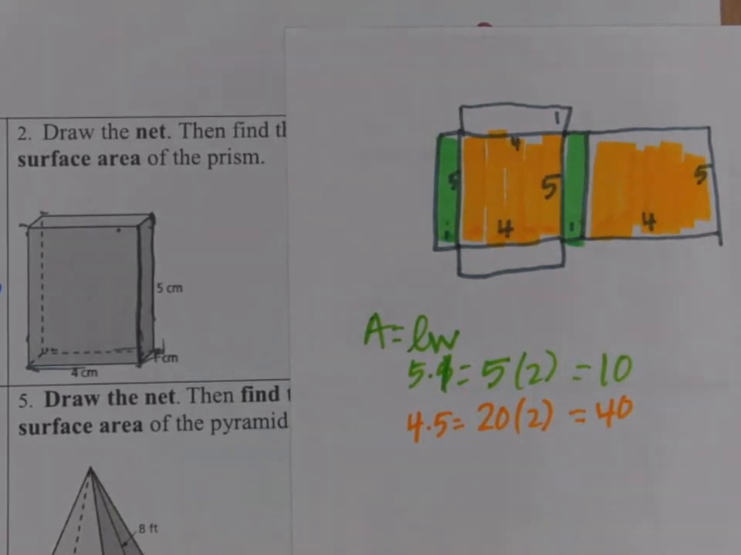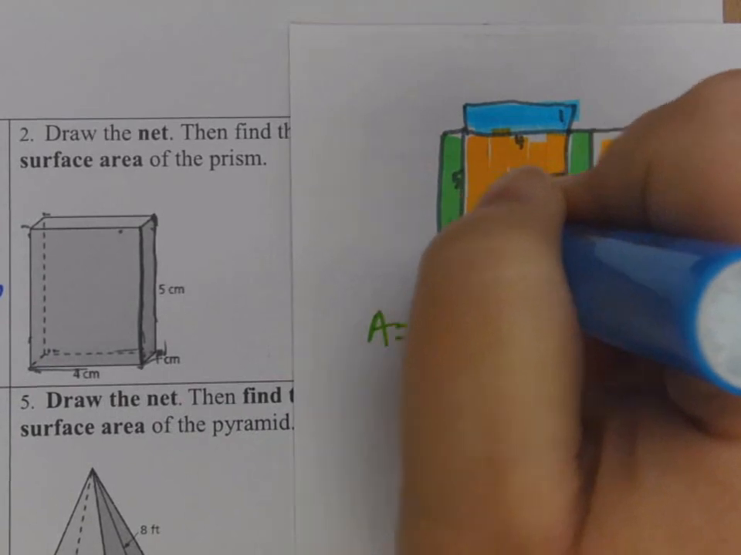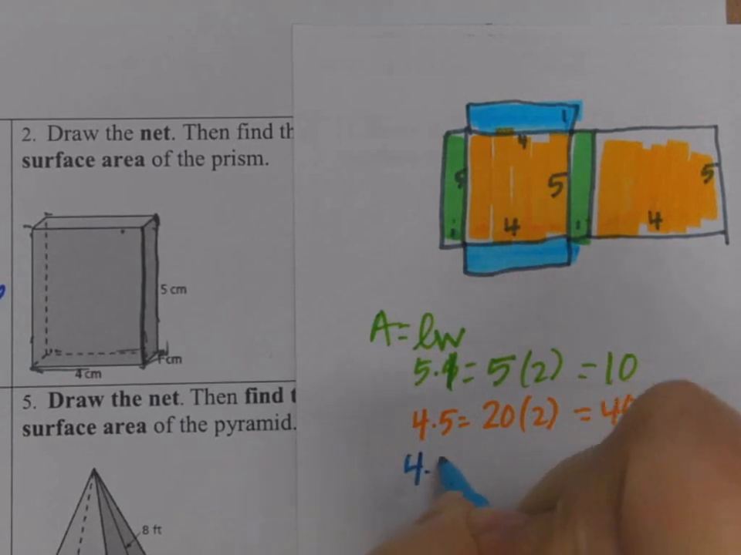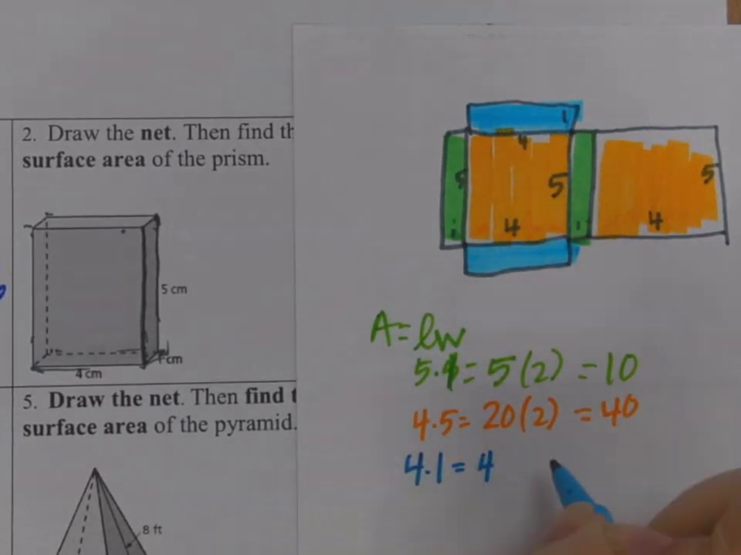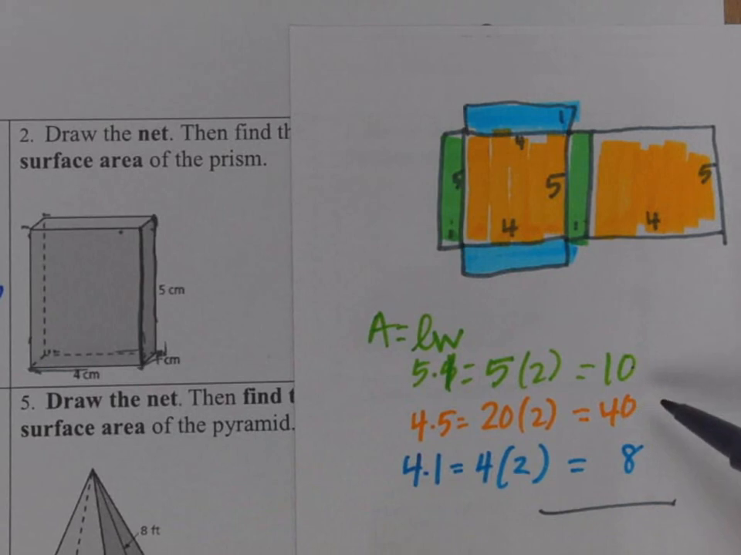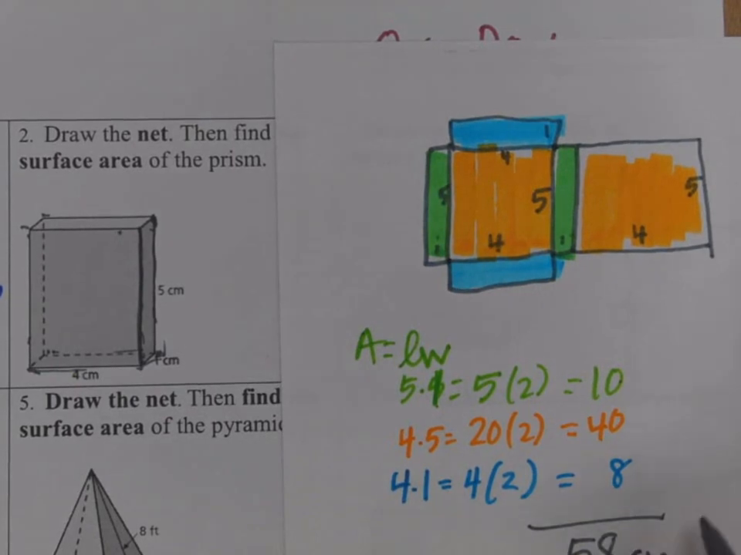Okay, and last we have the top and the bottom, or the base of our rectangular prism, and it's 4 by 1. So you've got 4 times 1, which equals 4. There are 2 of those also, so 4 times 2 equals 8. Now we're going to add all of these together. So we've got 10 plus 40 is 50, and 50 plus 8 is 58, and our units are centimeters squared.